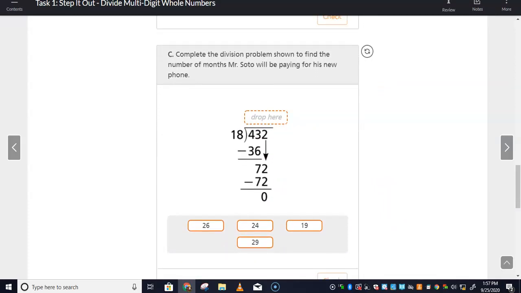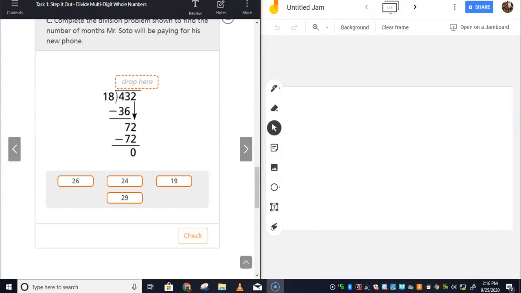So they actually have it kind of worked out for you right here. It says complete the division problem shown to find the number of months Mr. Soto will be paying for his new phone. So they have all the stuff down here. We just have to figure out what goes here. So 18 does not go into 4, but it goes into 43. We have to figure out how many times that can happen. I got my Jamboard up here to help me, because sometimes we just have to work some stuff out. So we're asking ourselves, how many times can 18 go into 43? It's either going to be 2 or 1, because that's what they have. And I'm going to tell you right now, it's not going to be 1.